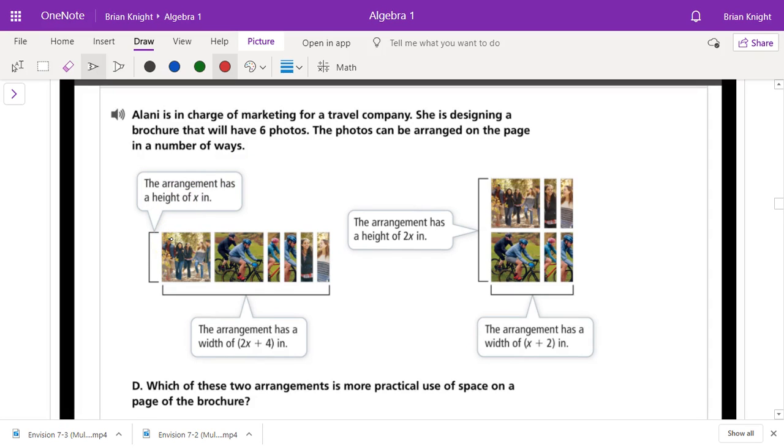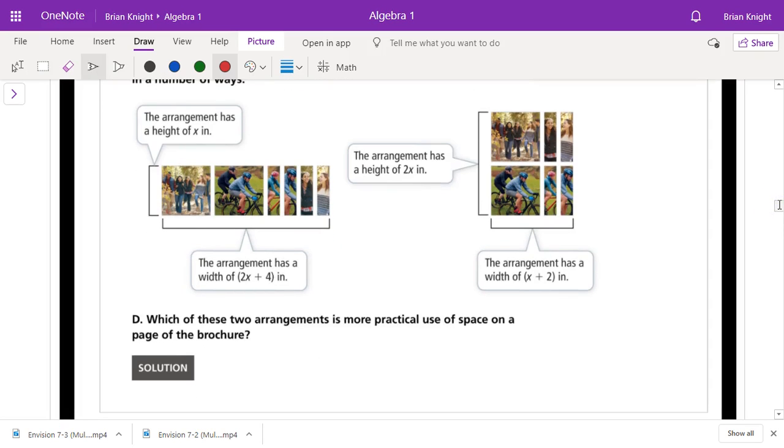The arrangement had x times 2x plus 4. All right, when we factored it, this one was 2x times x plus 2. That was the arrangement for that one. It says, which of these two arrangements is more practical use of space on a page of the brochure? So, think brochure. Which one would be more practical to do on a brochure?